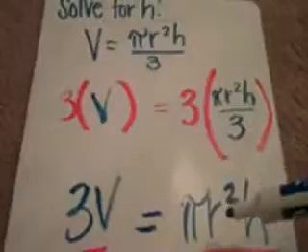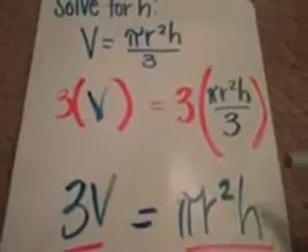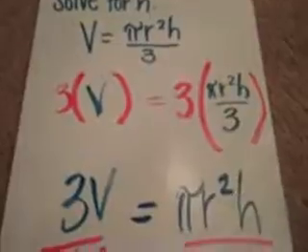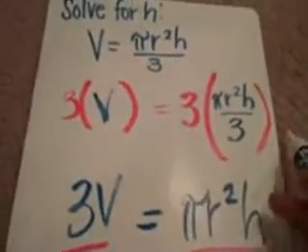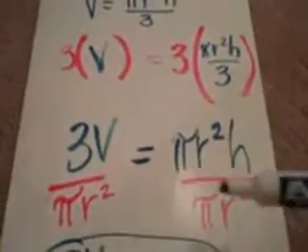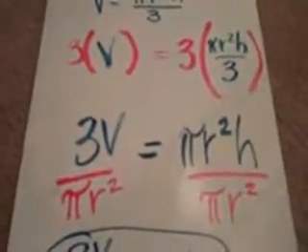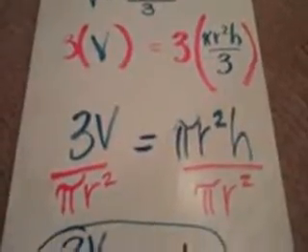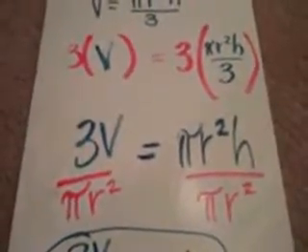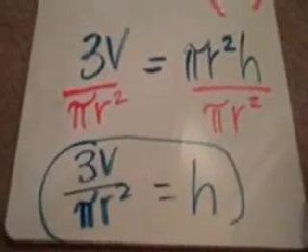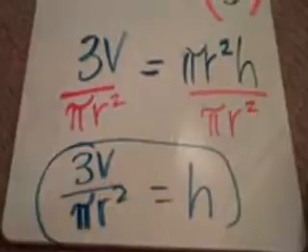Well, it's pi times r squared times h, and you want h by itself. Well, you're multiplying h by pi and r squared, so to undo the multiplication, you're just going to divide by pi r squared on both sides. So we divide by pi r squared on both sides, and you can do it in 2 steps. You can divide by pi one time and then divide by r squared the next time. Or you can just do them both at the same time. It does not matter. And that leaves you 3 times v over pi r squared, and that is equal to h.